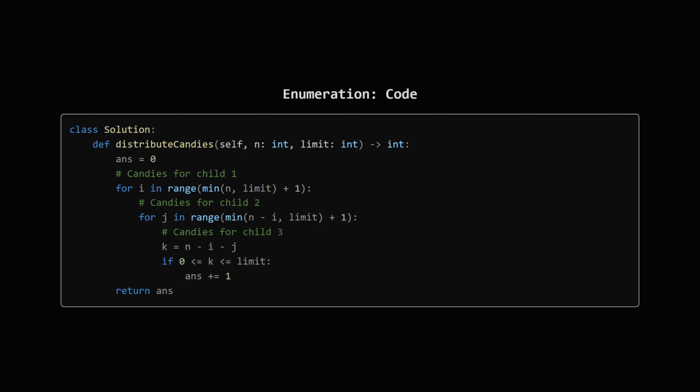And here's how that logic looks in Python code. We initialize an answer variable, let's call it ans, to 0. Then we have our first loop for the candies for child 1. It goes from 0 up to the minimum of n and limit, inclusive. Inside that, a second loop for candies for child 2. It goes from 0 up to the minimum of n minus i and limit, inclusive. Then we calculate the candies for child 3 as n minus i minus j.